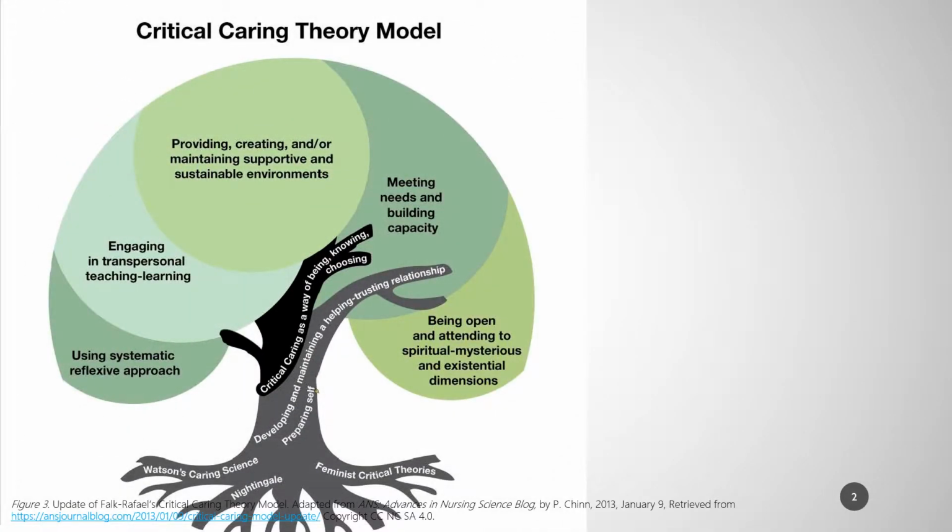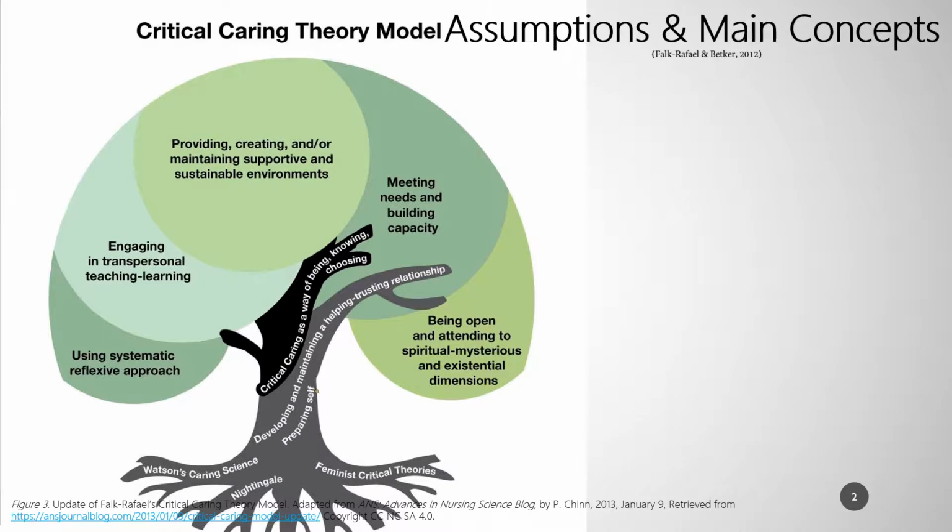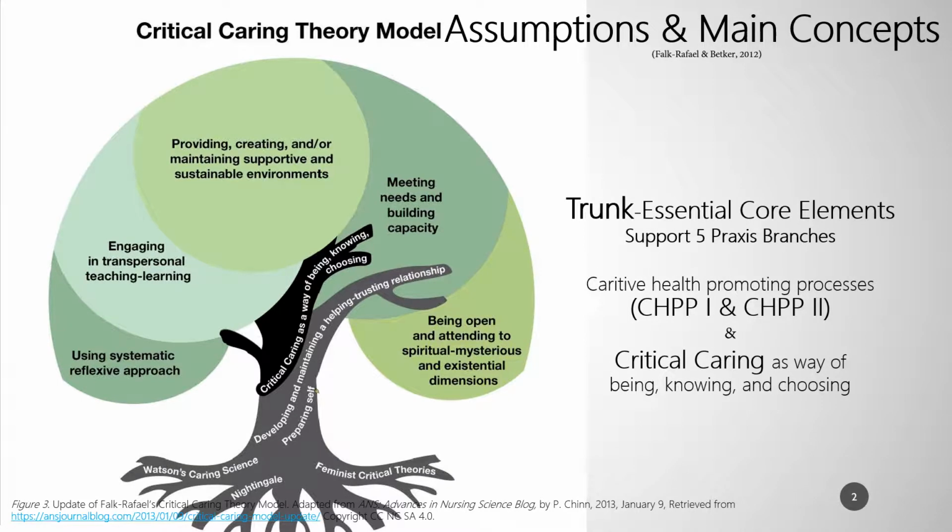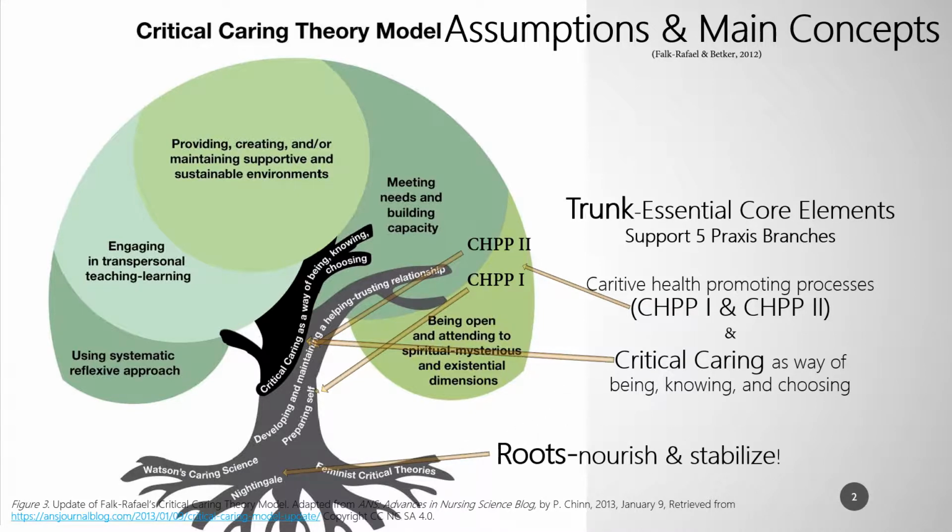A brief description of the primary assumptions and constructs of the critical caring theory, based on the model, is that the trunk is made up of the essential core elements which support the 5 branches or praxis. The core elements are the curative health promoting processes CPP1 and 2, and then critical caring as a way of being, knowing, and choosing. The roots, which stabilize it, make up Watson's and Nightingale's work along with feminist critical theories.